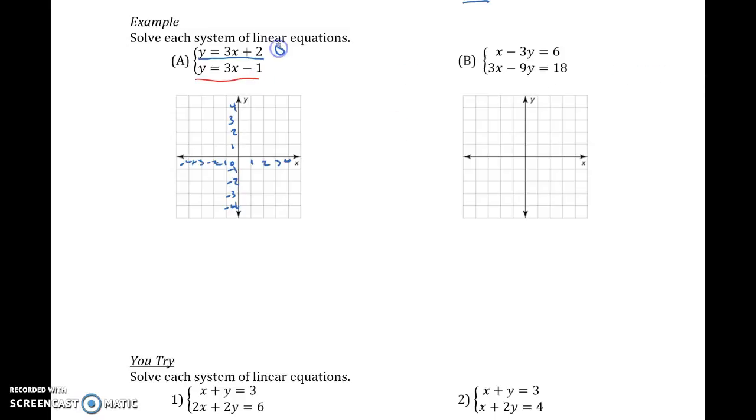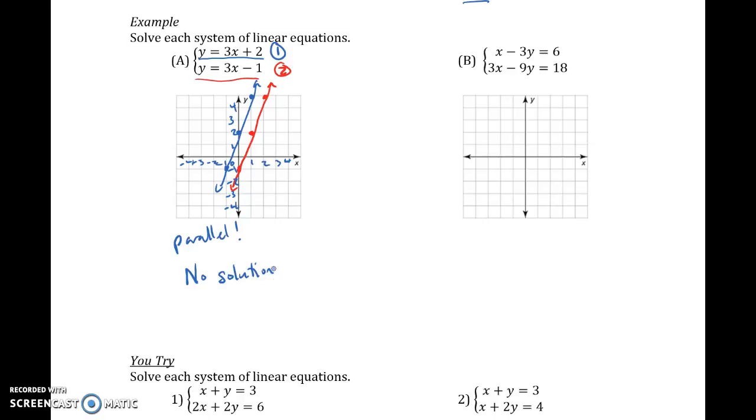So I'm going to start with line 1, this blue one. My y-intercept's 2. My slope is positive 3, so I'm going to go up 3 over 1. Or I can go backwards and go down 3, left 1. So there's my first line. Then I'm going to go ahead and graph line 2, starting at the y-intercept of negative 1. Slope is 3, so up 3, right 1, up 3, right 1. And you'll see visually these are parallel. So that means there's no solution because they're never going to intersect.